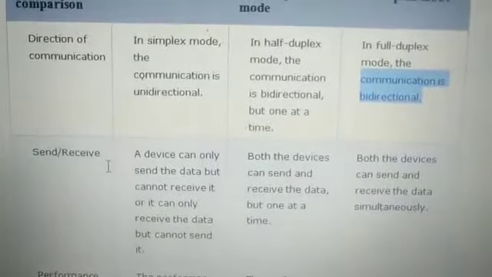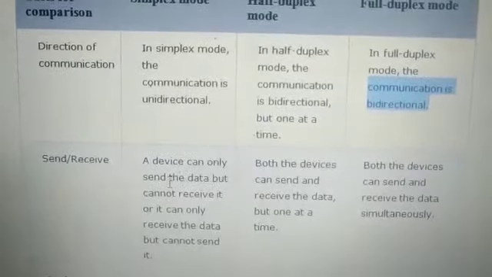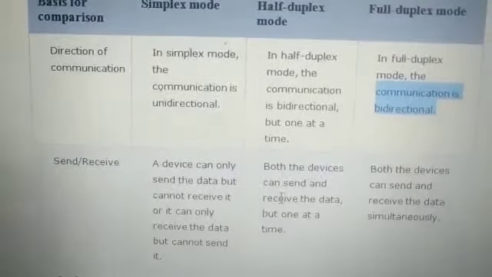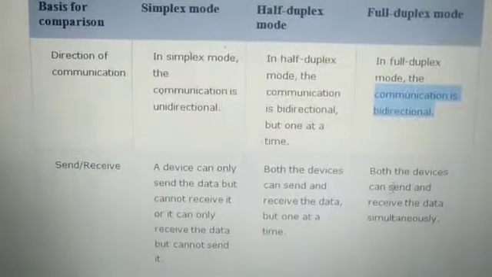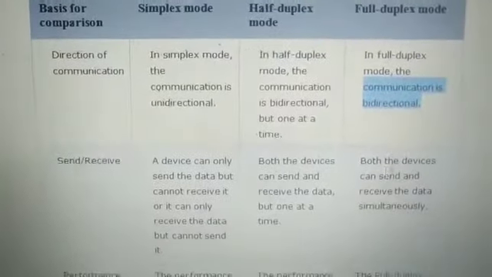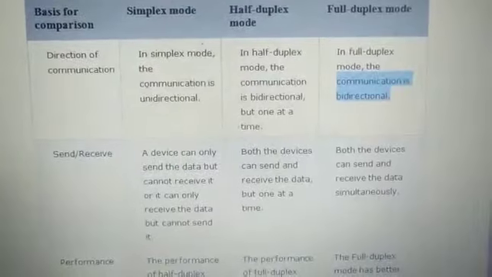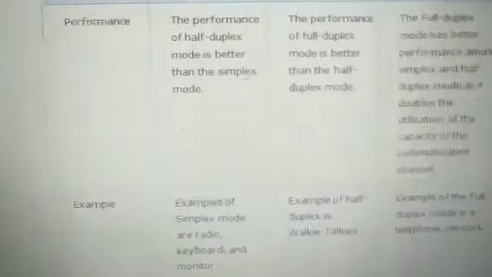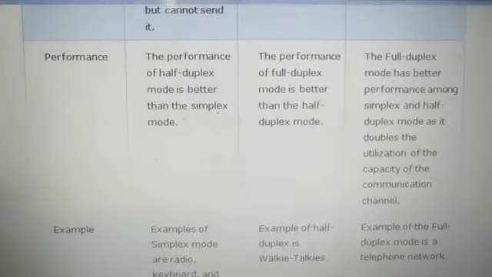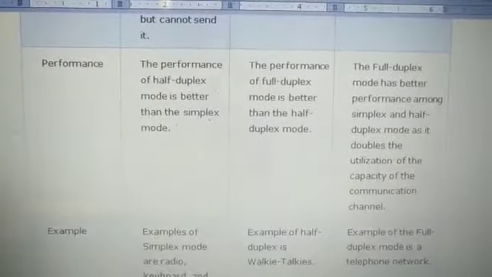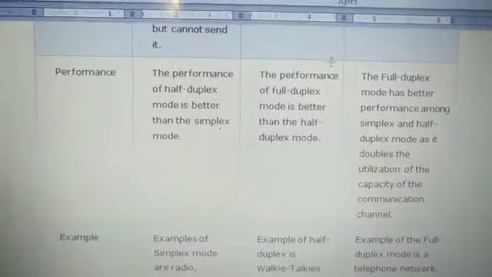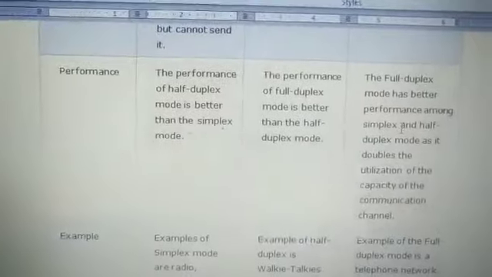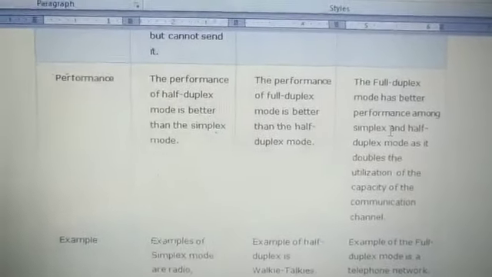Next is sender and receiver. In simplex, only one device can send the data but cannot receive it. In half duplex, both devices can send and receive data, but not at the same time. In full duplex, both devices can send and receive data at the same time. Next, performance. The performance of half duplex is better than simplex, and the performance of full duplex is better than half duplex. Among all, the full duplex method is the best.